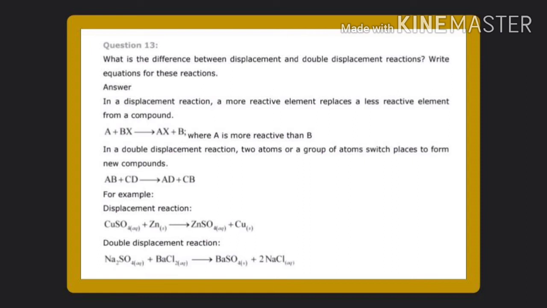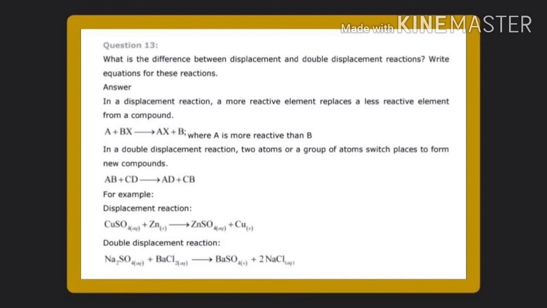Okay, next question, you have to differentiate between displacement and double displacement reactions and write the equation for these reactions. So the main equations, okay. So now you can see in displacement reaction, a more reactive element replaces a less reactive element from the compound. So like we did in the video also, A plus BX, or BC, whatever letter is comfortable to you, gives you AX plus B, right? So where A is more reactive than B, that's why it has displaced B. In double displacement reaction, two atoms or a group of atoms switch places to form new compounds. So that is your AB plus CD gives your AD plus CB.